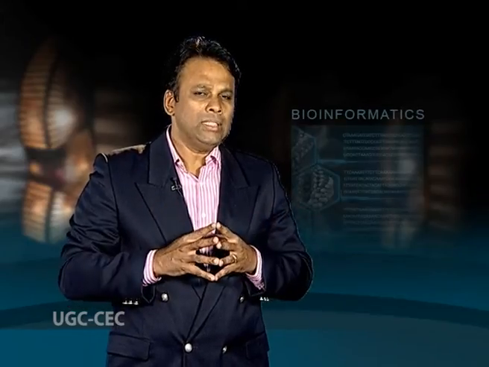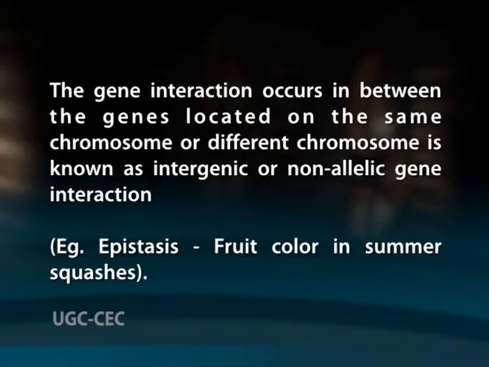The interaction of genes that determine the phenotype of an organism can be identified by genetic analysis. Modified hybrid ratios are the outcome of these types of gene interactions. The gene interaction that occurs between the genes located on the same chromosome or different chromosomes is known as intergenic or non-allelic gene interaction. For example, epistasis, fruit color in summer squashes comes under this.